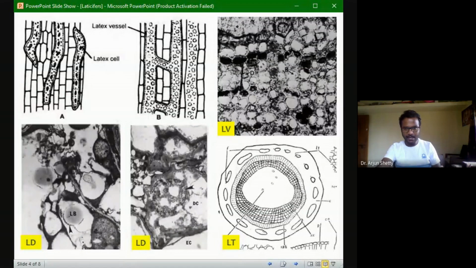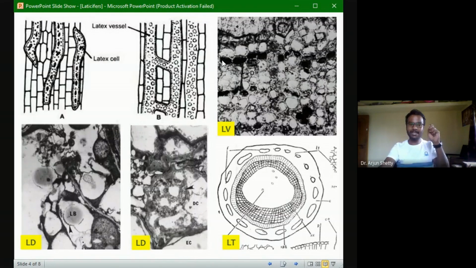and you can see the latex vessels. So these are the latex vessels. You can see there are branched ones. This one is a latex cell, this one is a latex vessel, and these two are images of the tissue after taking a longitudinal section. And when you take a transverse section, can you all see the dark black colored structures here? 1, 2, latex vessels.